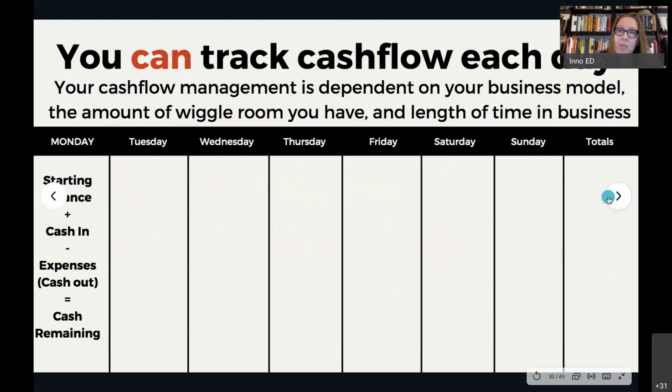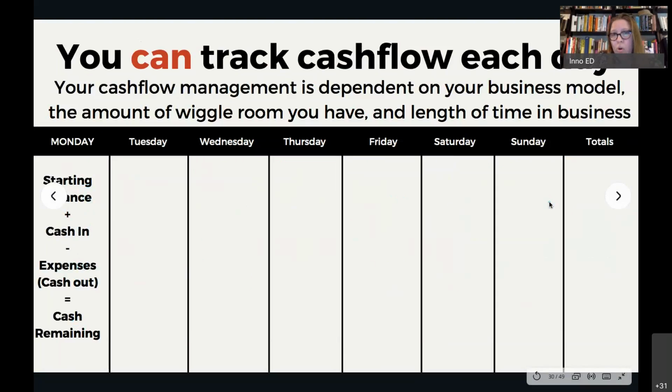So there are different ways to think about how to track your cash flow even before you have a cash flow statement. For some businesses, they need to track it on a daily basis. It depends on how much wiggle room you have, how long you've been in business, and whether things are changing. But you'll see here, and we'll do this equation again, you'll have a starting balance of how much cash you have on hand, plus how much cash is coming in, minus the expenses that are there, equals the cash remaining. And so you could do this over any period of time.